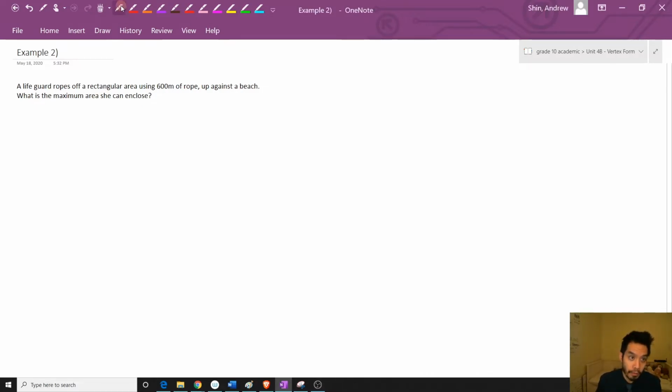Alright, so if you understand the purpose of the lifeguard roping off areas of the water, they want to make sure that people don't swim out too far. So the rope is kind of a boundary of where people should and shouldn't go.